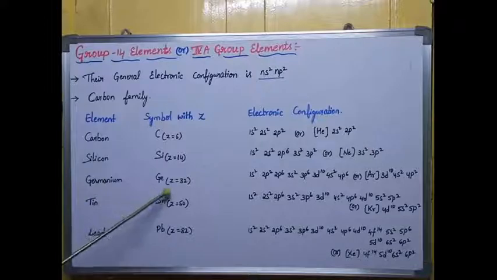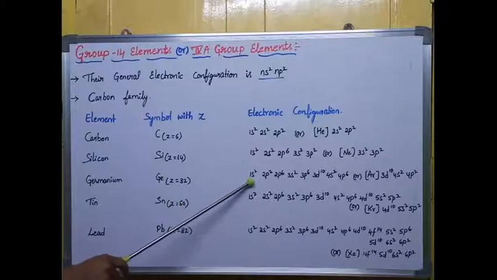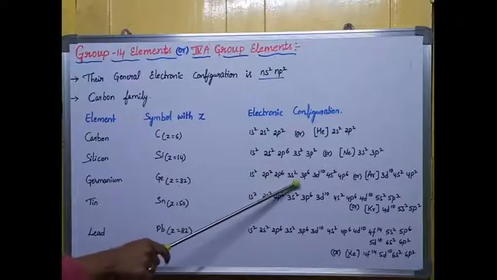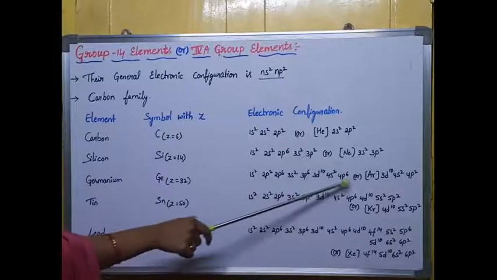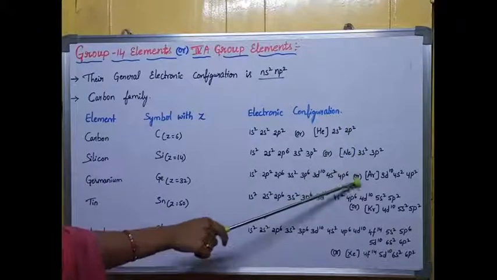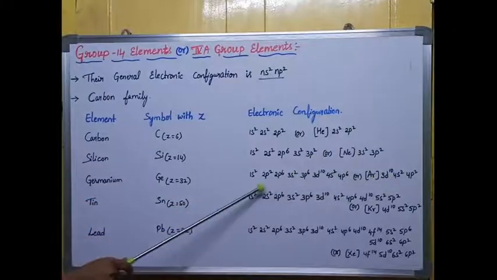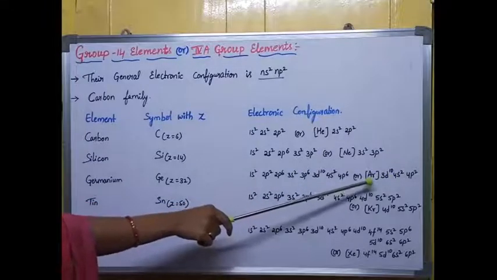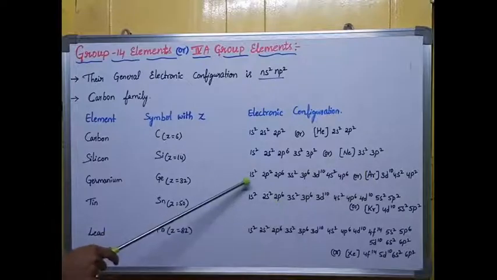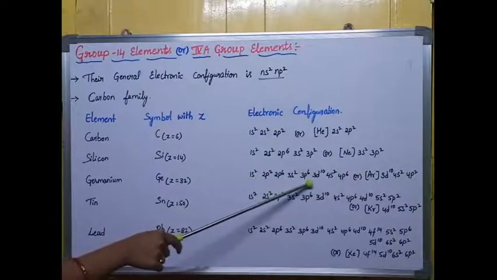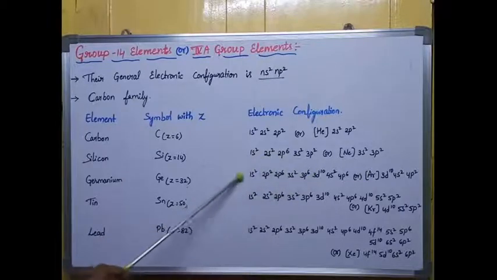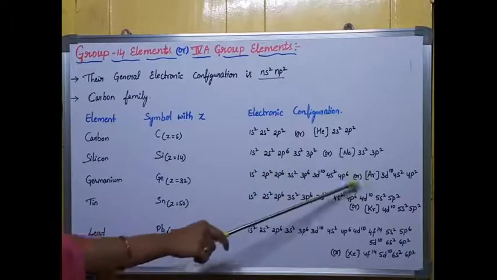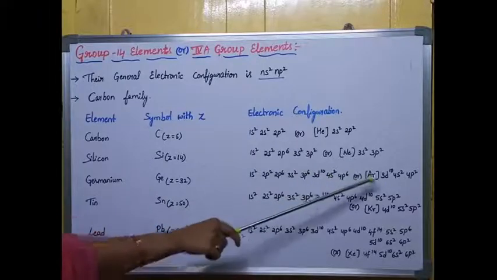Next, coming to the third one, that is germanium. Germanium has atomic number 32, symbol Ge, and electronic configuration 1s2, 2s2, 2p6, 3s2, 3p6, 3d10, 4s2, 4p2. We can write this as argon 3d10, 4s2, 4p2. Argon is a noble gas with atomic number 18. Up to 3p6 we have 18 electrons, so I'm replacing this electronic configuration with argon.